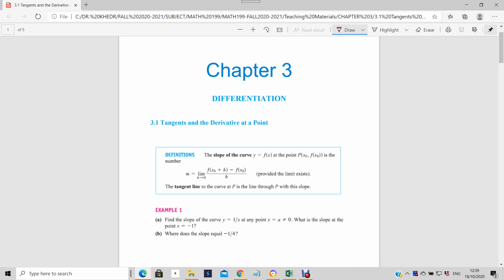Today we'll start with chapter 3, differentiation. We'll start with section 3.1 with the title of tangents and the derivative at a point.